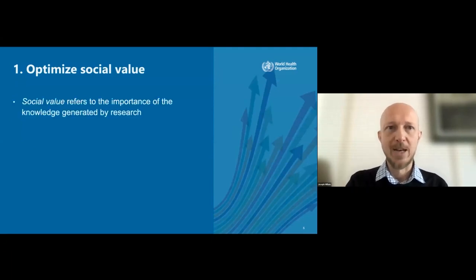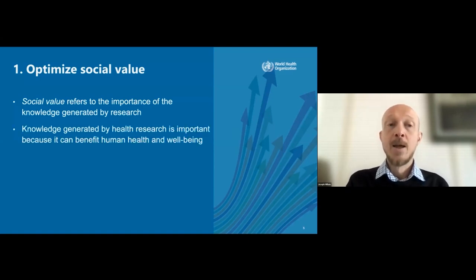Start with the principle of optimizing social value. Now, social value is a term of art, and it refers to the importance of the knowledge that is generated by research. Knowledge that's generated by health research is important, ultimately, because it can benefit human health and well-being, right? Where we are dealing with health research that is very close to policy or practice, this may be immediately apparent. For example, you do a comparative effectiveness study looking at 2 different treatments for a particular condition. It's very clear why that knowledge is going to be beneficial. But even very basic biomedical research, ultimately, what's important about it is that the knowledge we gain has some prospect in the end of leading to benefits to human health and well-being.